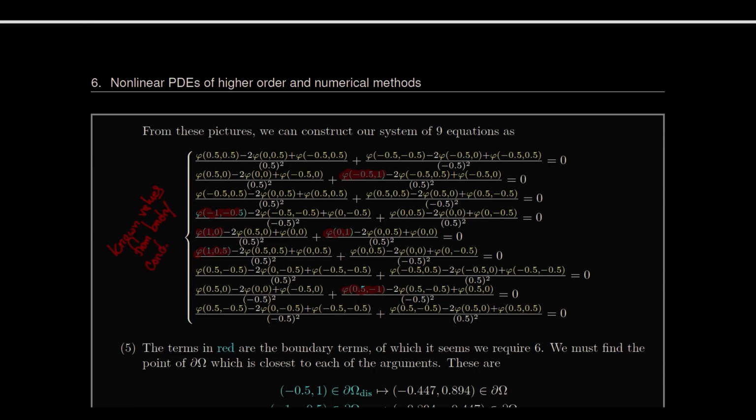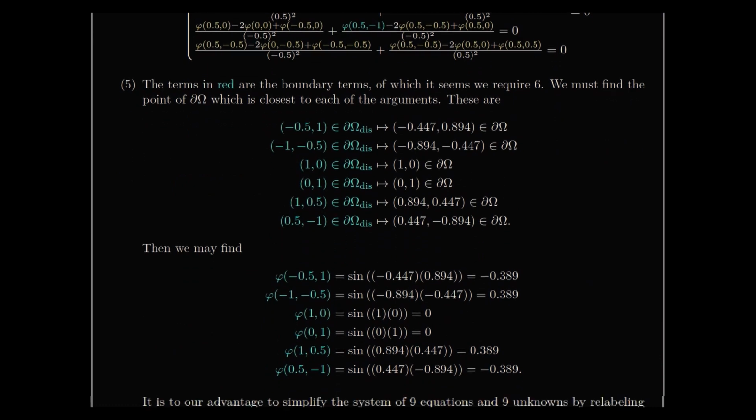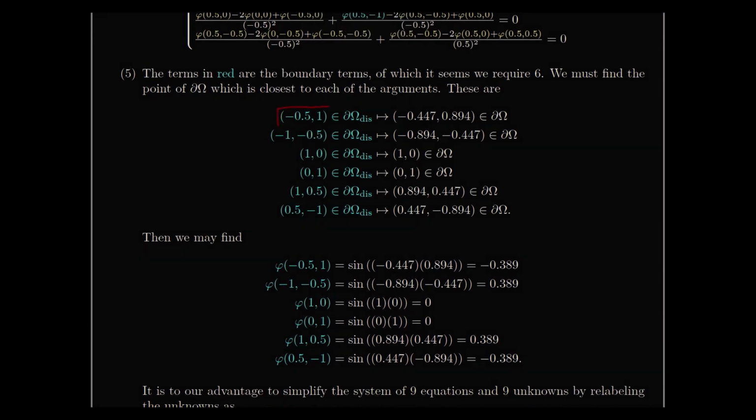So that occurs in step 5. So in step 5, we're going to figure out what those values actually are. What I have to do is map each of those points to its nearest neighbor that's actually on the boundary. So this is the nearest point actually on the original boundary. So when I had my circle and I had this lovely collection of points around the circle, what I'm doing with this negative 0.5 and 1 is projecting it onto the circle. I'm saying, what is this point on the circle?